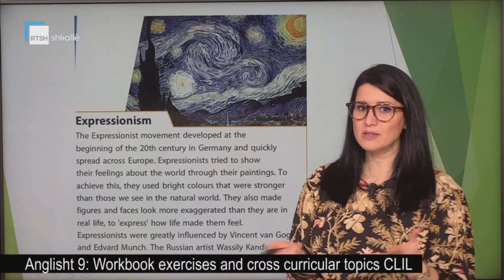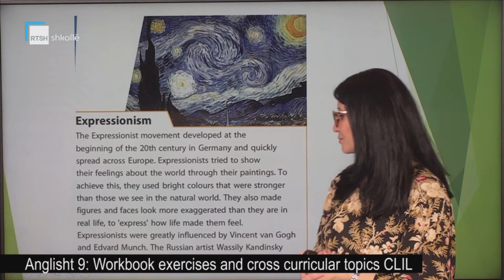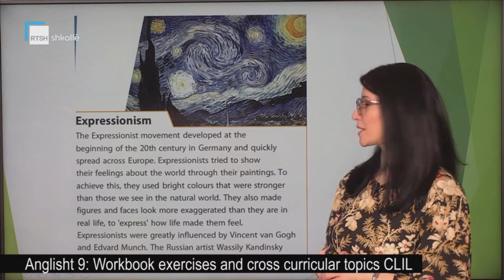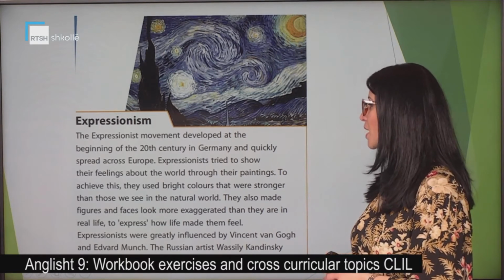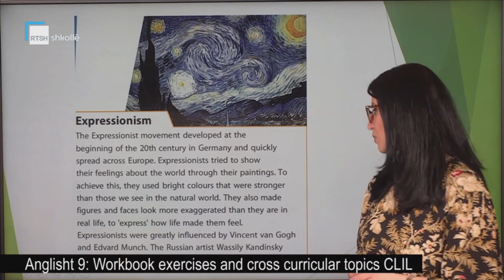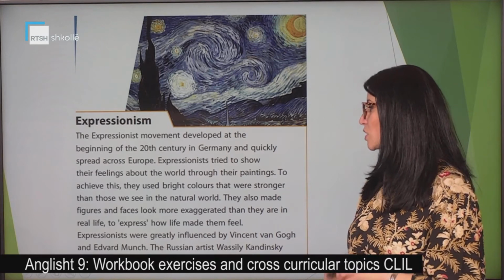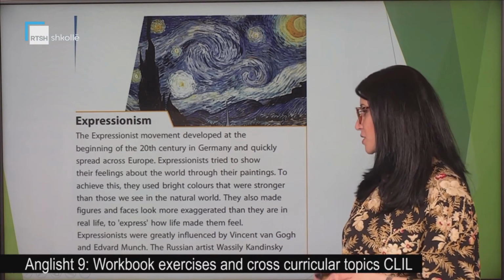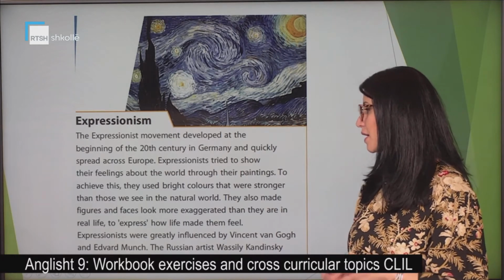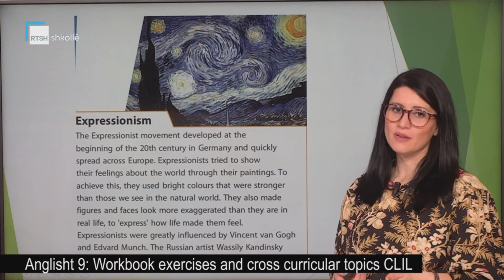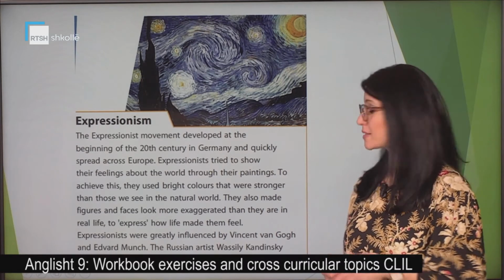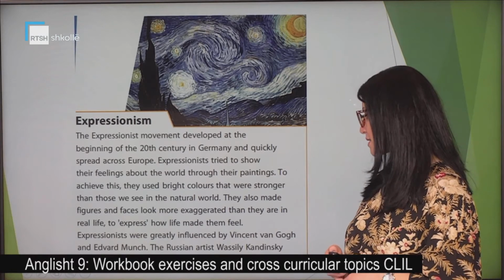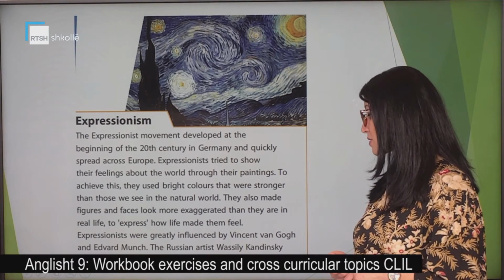Did you notice who is the painter? This painting is called The Starry Night, right? The Expressionist movement developed at the beginning of the 20th century in Germany and quickly spread across Europe. Expressionists tried to show their feelings about the world through their paintings. To achieve this, they used bright colors that were stronger than those we see in the natural world. They also made figures and faces look more exaggerated than they are in real life, to express how life made them feel. Expressionists were greatly influenced by Vincent van Gogh, The Starry Night, and Edvard Munch. The Russian artist Wassily Kandinsky was a leading figure in the later stages of the movement.